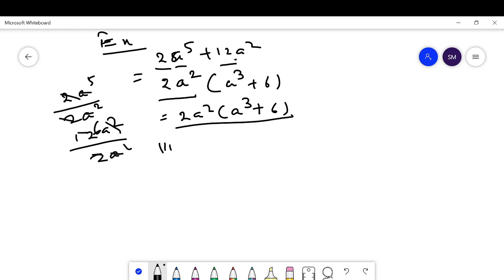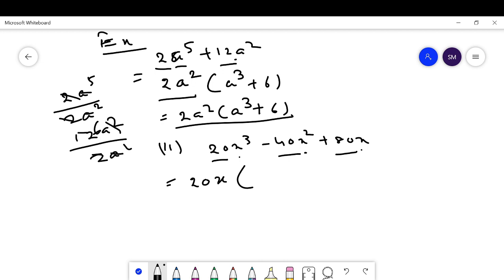Here you have to factorize another example. 20x cube minus 40x square plus 80x. You have to factorize this. Look here. What is common in the numerical coefficients? You can take 20 in common. 20 is a factor of 20, 20 is a factor of 40, and 20 is also a factor of 80. Then you take common 20. Then here x cube, here x square, here x. You can take common x.